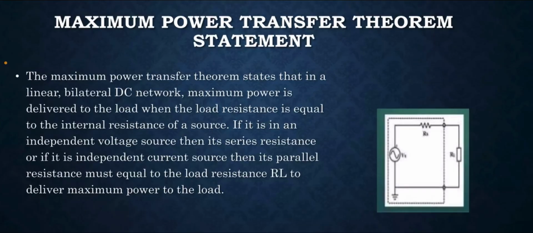And coming to the maximum power transfer theorem statement, the maximum power transfer theorem states that in a linear bilateral DC network, maximum power is delivered to the load when the load resistance is equal to the internal resistance of the source. If it is an independent voltage source, then its series resistance, or if it is an independent current source, then its parallel resistance must equal the load resistance RL to deliver maximum power to the load. And this is a circuit diagram of the maximum power transfer theorem.